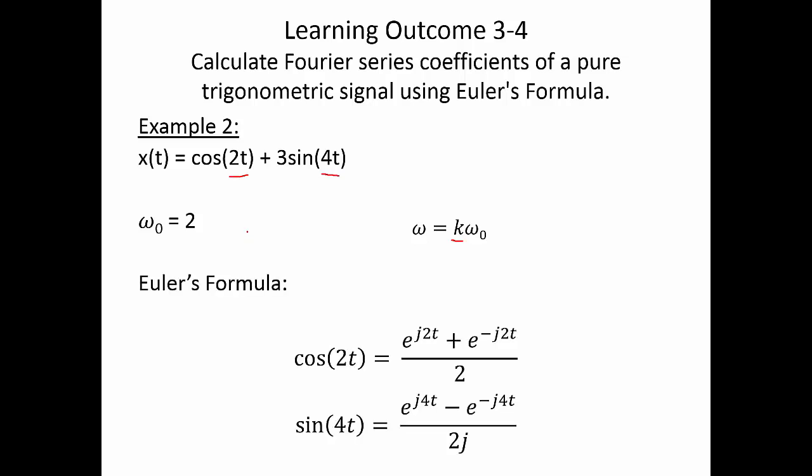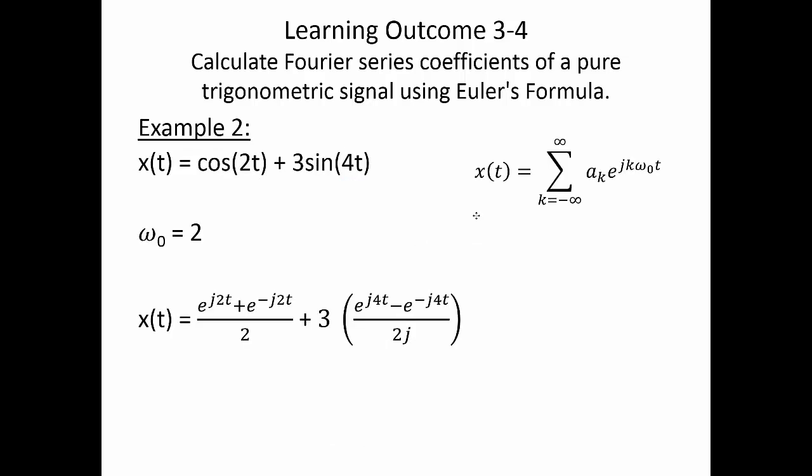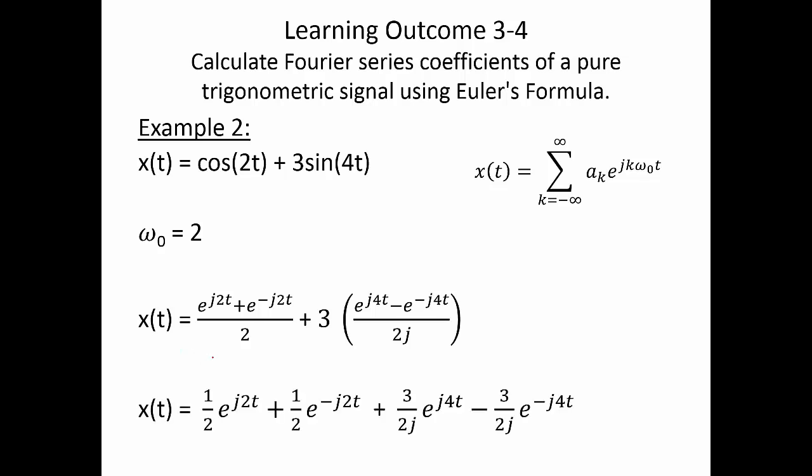Again, we need to use Euler's formula. We're going to use both the cosine Euler's formula and the sine Euler's formula here. Our sine is scaled by 3, so we scale both sides. We use our Euler forms and write the x of t in terms of those. We again distribute, so we get a sum of complex exponentials, because we're trying to match our synthesis equation.